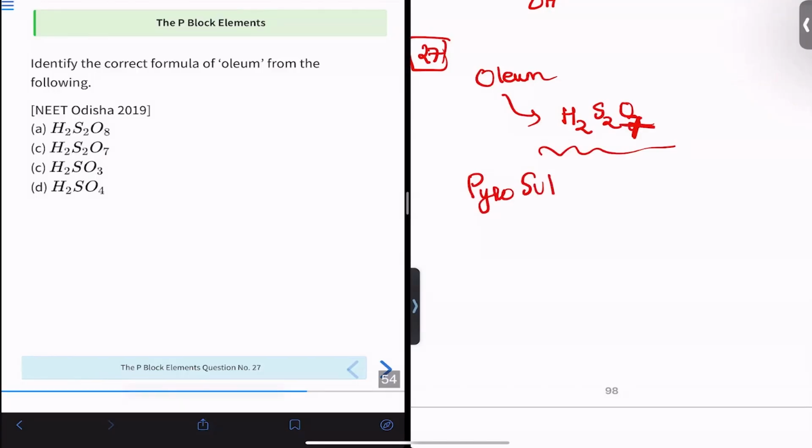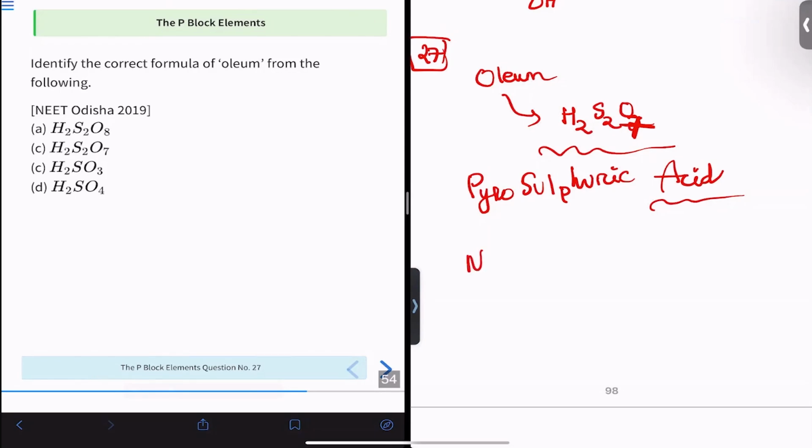They may ask you what is the other name for oleum. They may give you options as pyrosulfuric acid, peroxodisulfuric acid, sulfuric acid, sulfurous acid. So you have to find out the correct answer. Please remember this also, pyrosulfuric acid. Okay, guys, so question number 27 is clear. That is how to read NCERT.